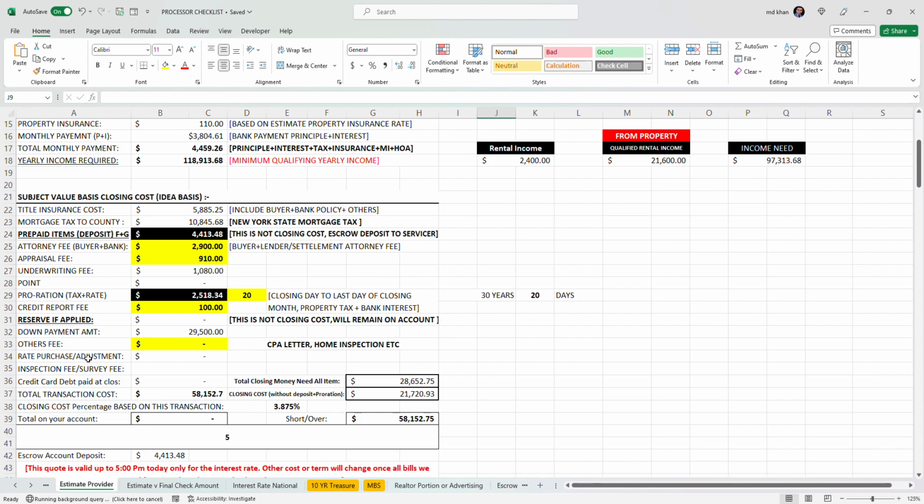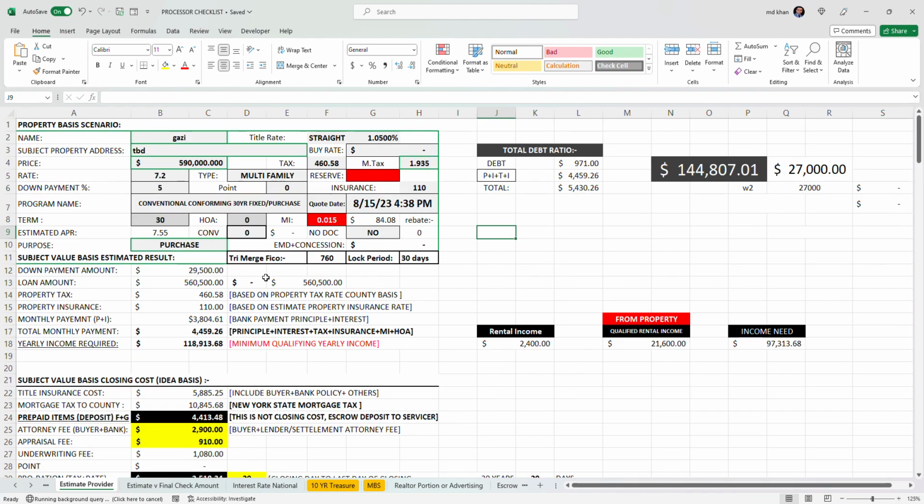Other thing you need to know is the inspection fee, if you want to buy the rate, and then you need the money for the rate, and what is the total amount, the cost you might need. So for an example, let's go through one of the practical scenarios for a possible deal that we might have.